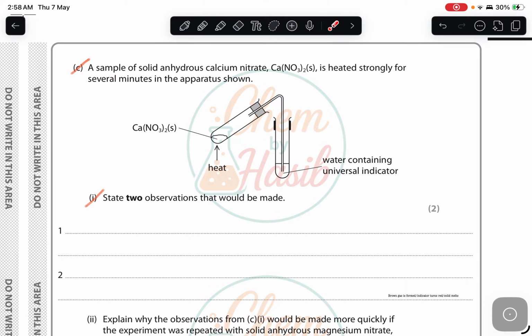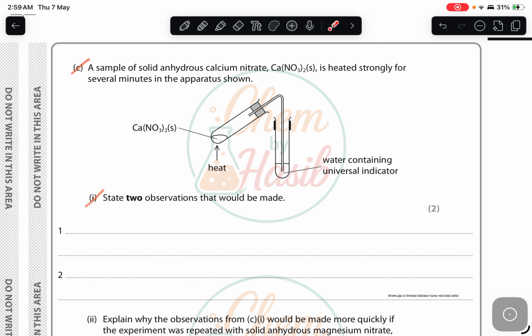Another option would be that since nitrogen dioxide gas is passed through universal indicator, and nitrogen dioxide gas is an acidic gas, universal indicator shows red color in acid. So the universal indicator may turn red. You can write that the universal indicator turns red. So these are the 2 things that you can write. In the marking scheme there was another answer that the solid also melts. Because you are heating strongly, during decomposition, this solid can actually melt.